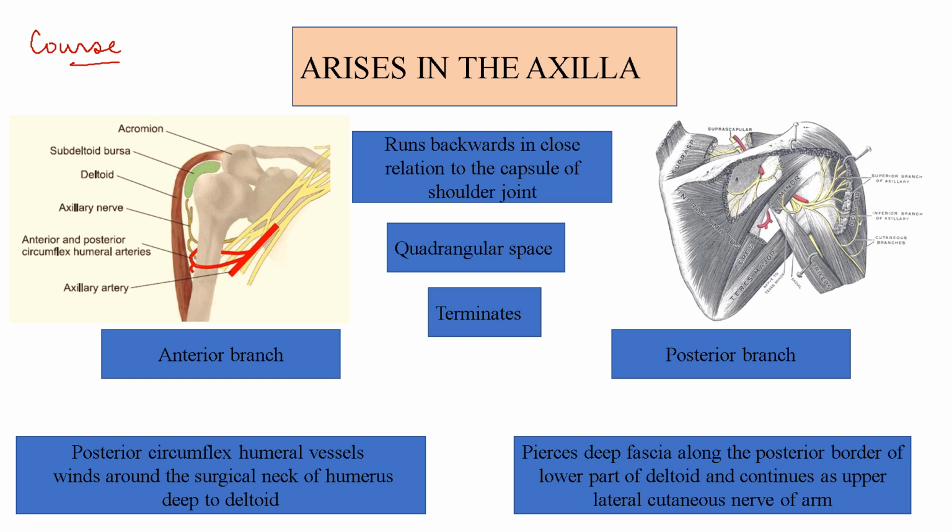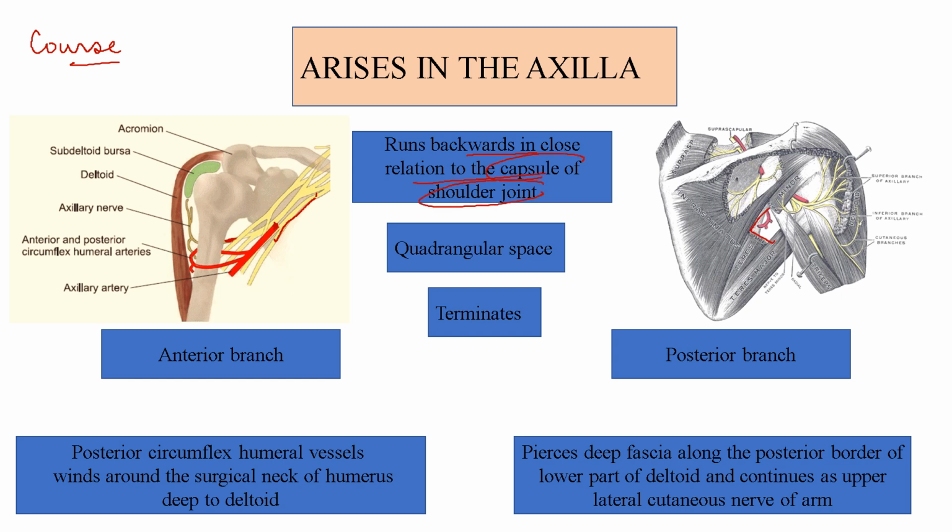Let's see the course of the axillary nerve. It is arising in the axilla, as the branch from the posterior cord. It begins in the axilla, then it runs backward. You can see here it is arising over here. This is the posterior cord, and from the posterior cord you can see a branch going posteriorly. This is behind the third part of the axillary artery. This is the branch which is your axillary nerve. Then it runs backward in close relation to the capsule of the shoulder joint.